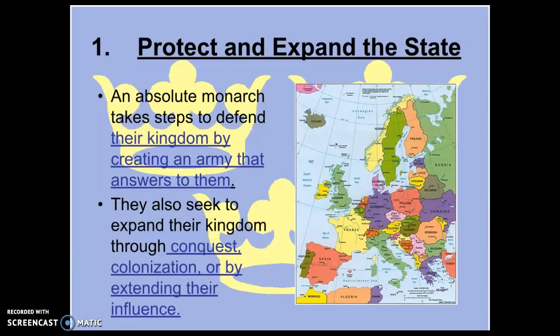Remember, we talked about this with Spain, right? The conquistadors. Spain would definitely be an absolute monarchy. They also seek to expand their kingdom through conquest, colonization, or extending their influence. Extending their influence means that they're trying to extend their cultures, their values, etc., to other areas in the world.